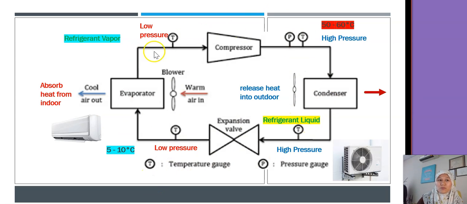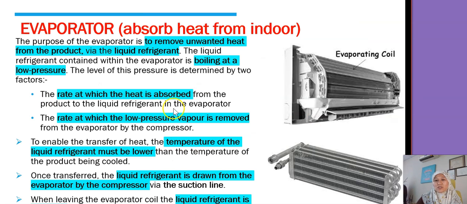Okay, so in this part, we absorb the heat, then the compressor, and then we go to the condenser to release the heat, and then go into the expansion valve and back to the evaporator. This is a very simple cycle. Okay, let's go one by one. The evaporator is to absorb heat from indoors. These are the inside parts of your air conditioning unit.